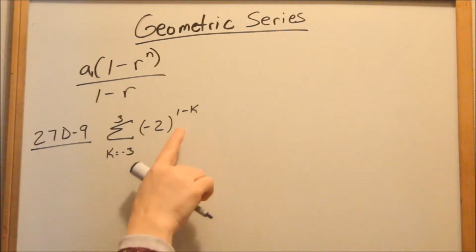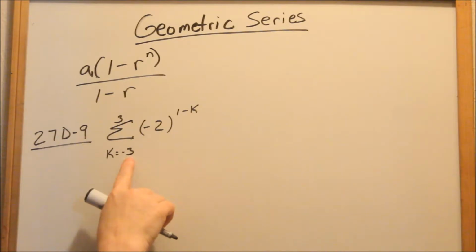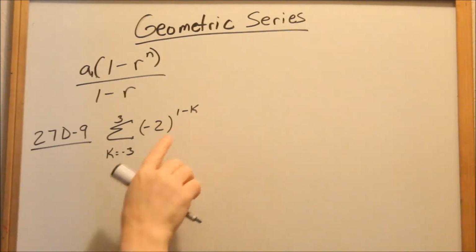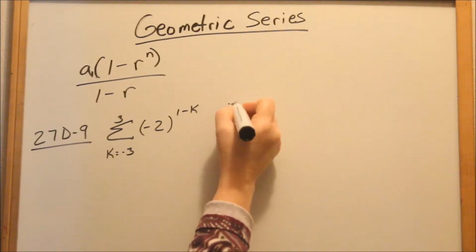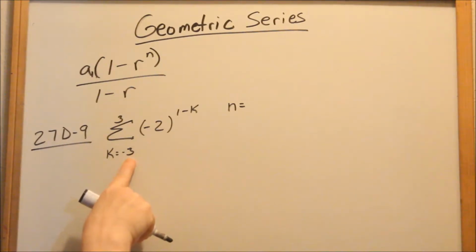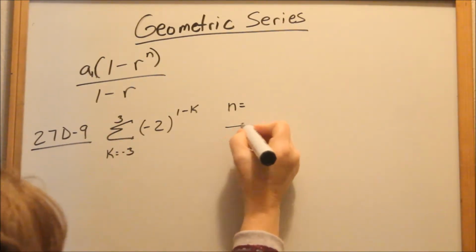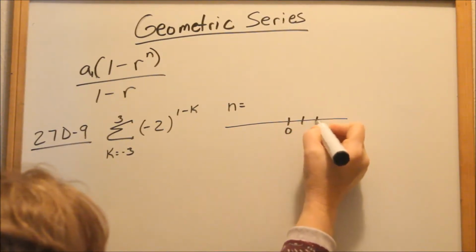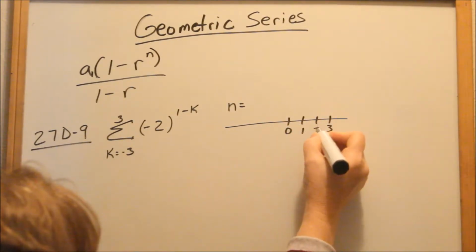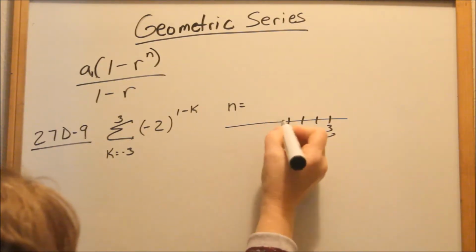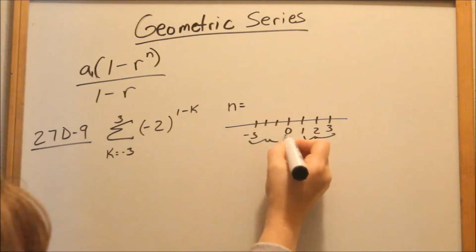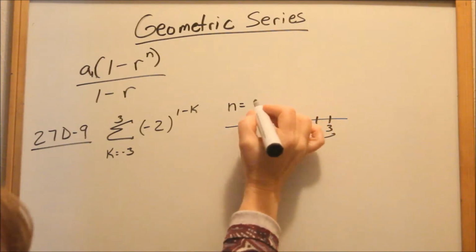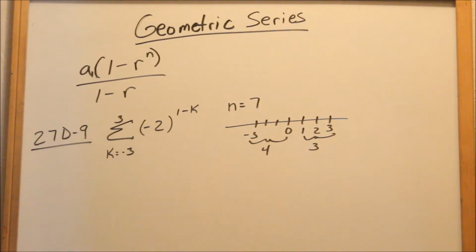Okay, so instead of finding every term by substituting -3, -2, -1, 0, 1, 2, 3 in for k, we can just use the formula. From our formula, we need to know n, which is the number of terms. We're going to go from -3 to +3. If you think about a number line, here's 0, 1, 2, 3. From 1 to 3, there are 3 terms. From -3 to 0 is 4 terms. So n equals 7. Be careful when you're counting these. Be sure to include 0 in there.